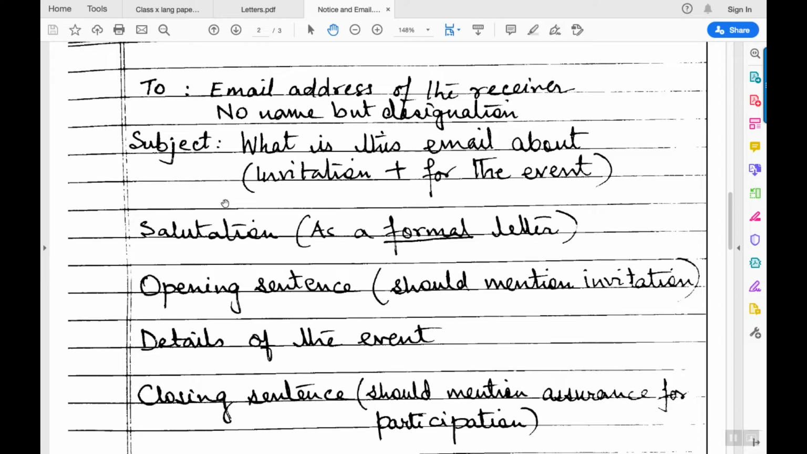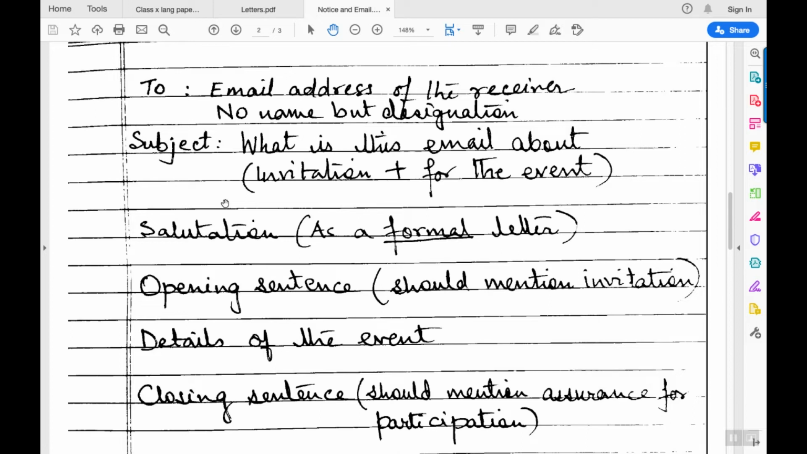Now, one more thing I have noticed in the email that you all have written, many of you have written our school is organizing. Now, suppose you are this person and you get an email from someone writing our school is organizing, what is our school for you? You have to mention our school, SMRJ is organizing an inter-school football competition.